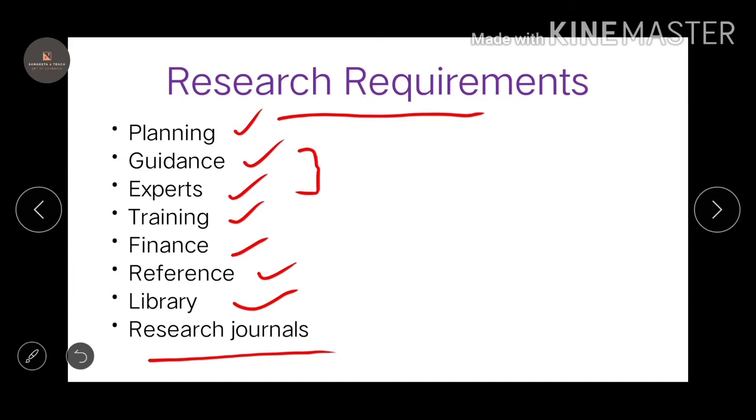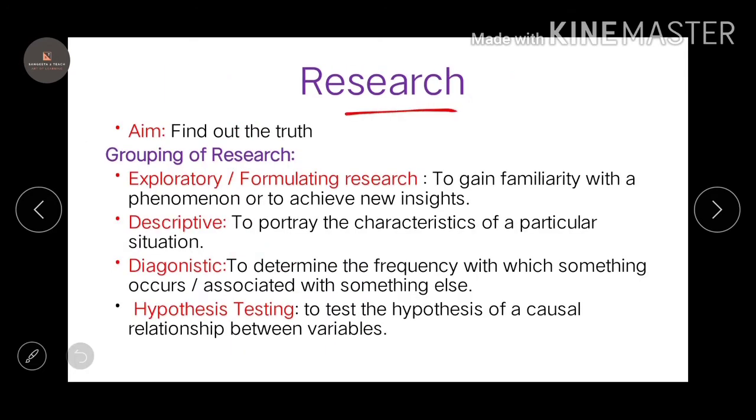Why are we looking at these references, library and research journals? Because we need to have an idea of what is already there and what you are trying to find out that is something new. So you have to understand the background work that has already been done for that particular research. Understood? So these are the basic requirements of the research. Moving on. Research aim is nothing but to find out the truth. Find out the truth. Okay.